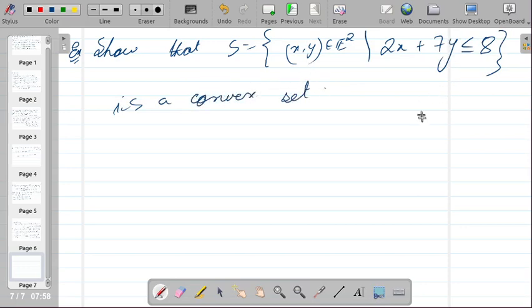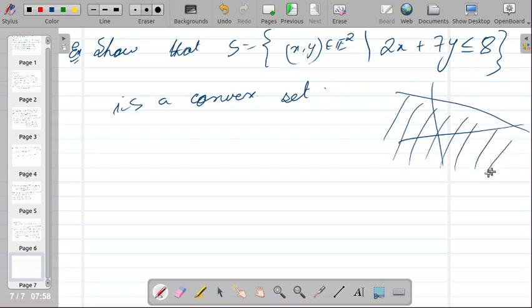So what does it represent? It represents the region of the plane which is bounded by this particular line, that is, the line x by 4 plus y by 8 by 7 is equal to 1. So this region is also a half-plane. Geometrically also you can see, if you take any two points inside this region, the straight line segment lies inside. So this is a convex set.